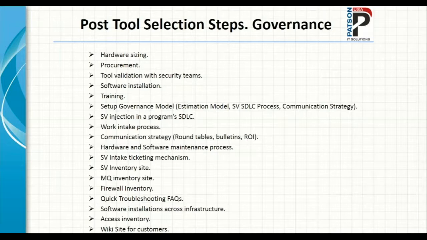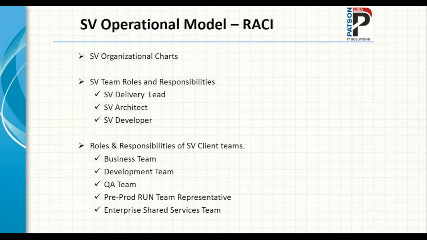We have a wiki site that we have developed for our end users that displays the various different capabilities. Then we developed an SV operational model, and I'm going to quickly talk about what was involved in it. I'm just showing here the RACI portion of the SV operational model. So we had SV organization charts, SV team roles and responsibilities, and the roles and responsibilities that are needed from our client teams. That means from our requesters like business team, development team, QA teams, pre-prod run teams, that means environment teams, and some enterprise shared services teams.